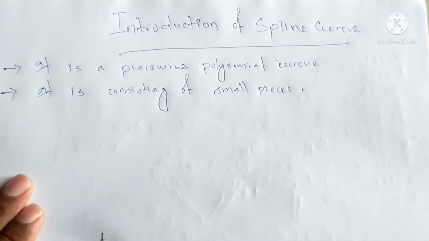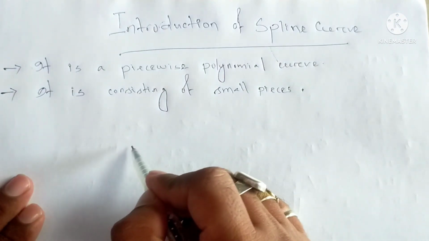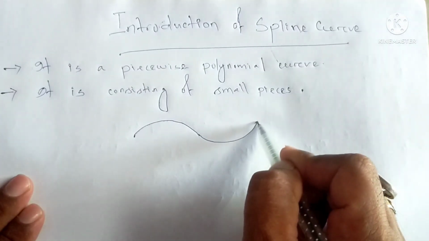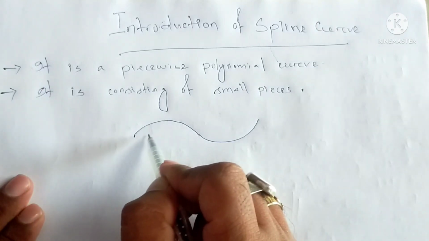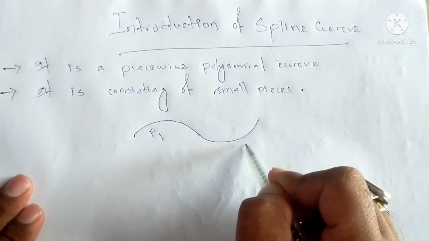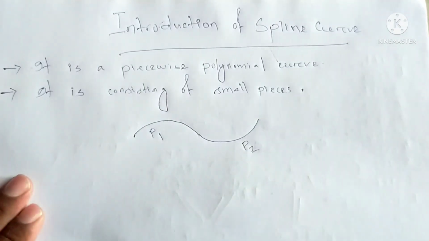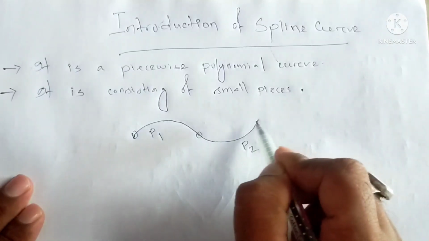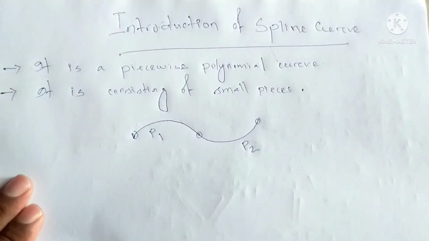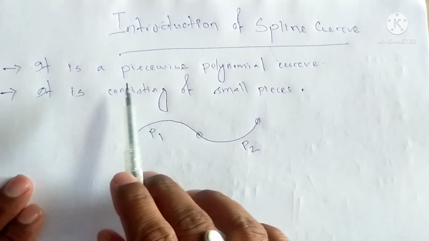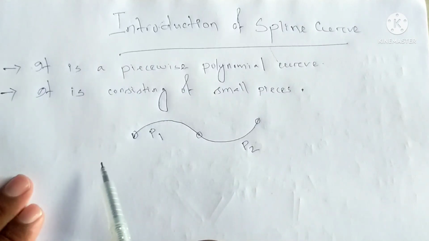Right. So if I say that we are having one piece, this one, and the second piece is this one, there is no issue. So this is your one piece P1, I can say this is your piece number 2. Now this curve is consisting of two pieces, let's say, and your spline curve is also a piecewise polynomial curve.